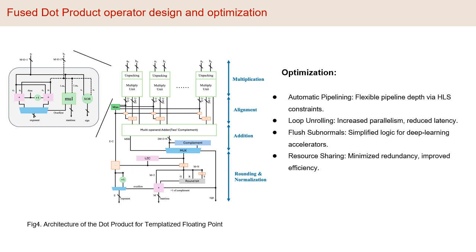The process begins with unpacking the n pairs of floating point inputs. The unpacking stage inserts the hidden bit into the mantissa to create a fraction for each operand. These fractions are forwarded to multiplication units. Since the design targets deep learning accelerators, subnormal numbers at the input are flushed to zero to simplify the computation. This approach ensures a balance between precision, efficiency, and hardware requirements for deep learning workloads.